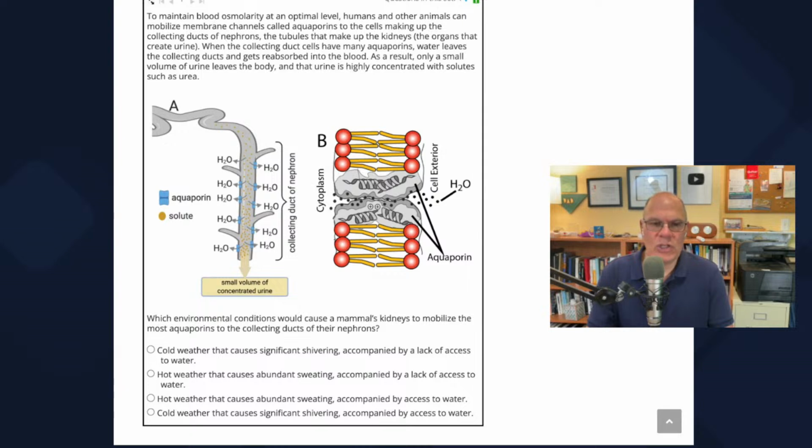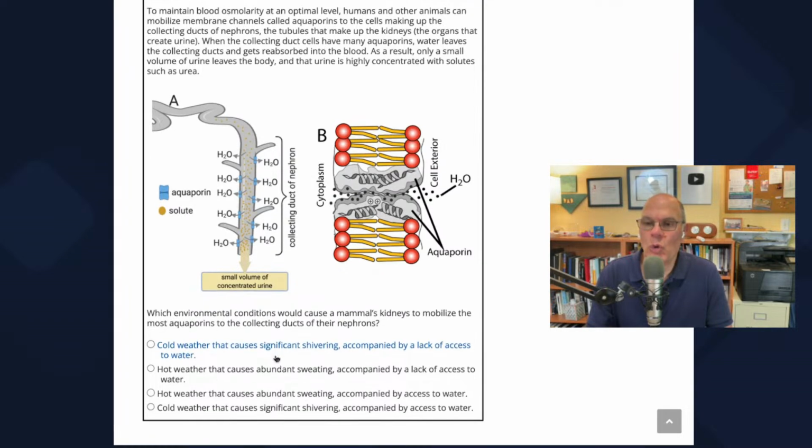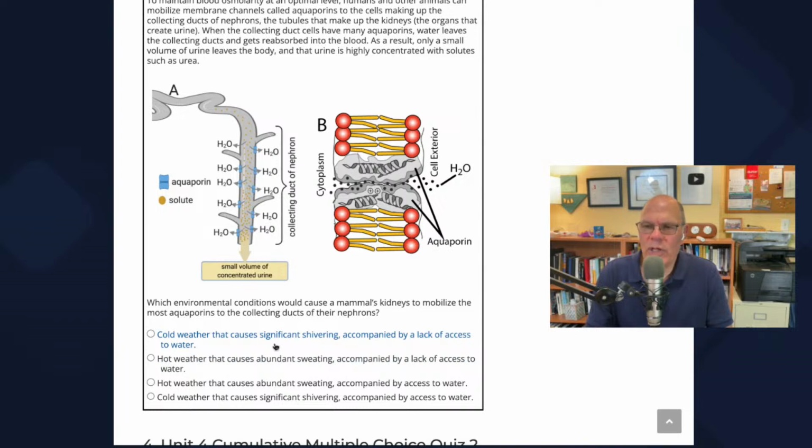So, which environmental conditions would cause a mammal's kidneys to mobilize the most aquaporins to the collecting ducts of their nephrons? First choice, cold weather that causes significant shivering accompanied by a lack of access to water. Second choice, hot weather that causes abundant sweating accompanied by a lack of access to water. Third choice, hot weather that causes abundant sweating accompanied by access to water. Fourth, cold weather that causes significant shivering accompanied by access to water.